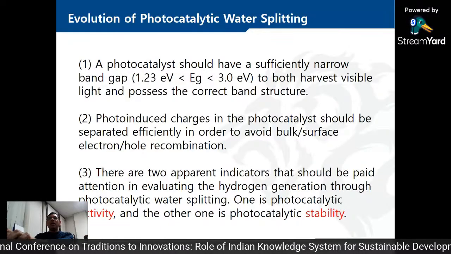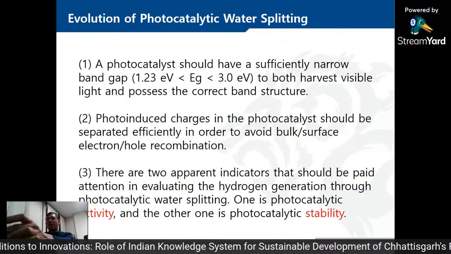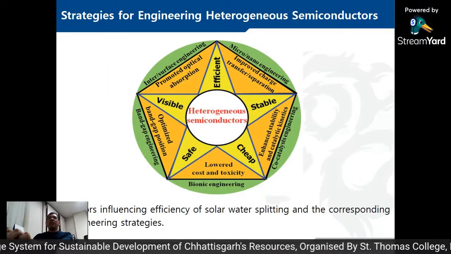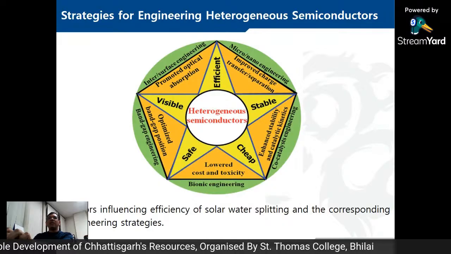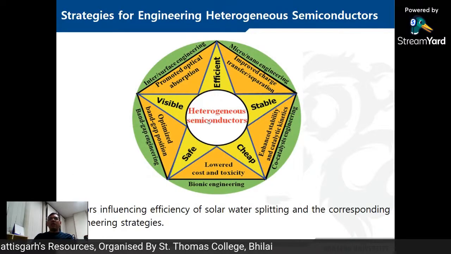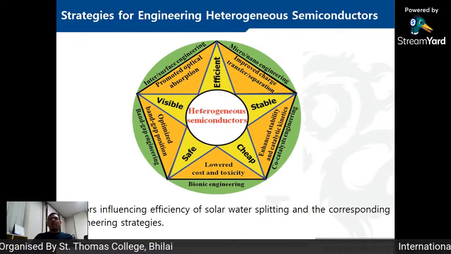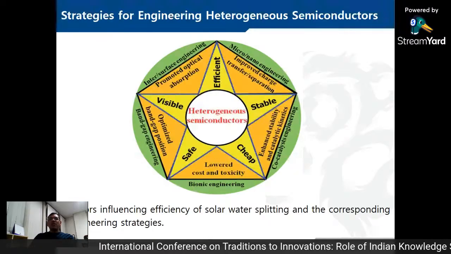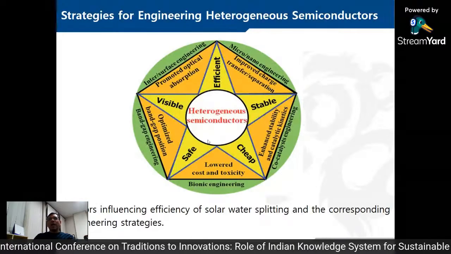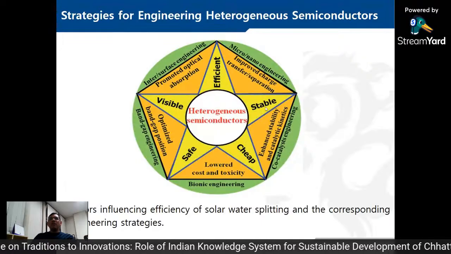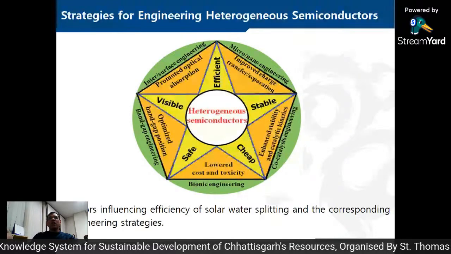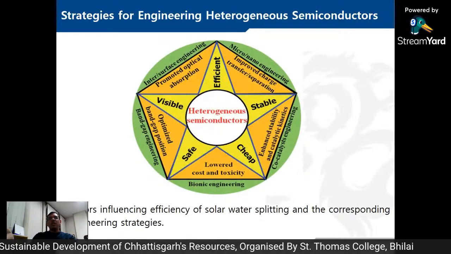Stability of the material is also one of the criteria which has to be checked. And for the strategy for energy engineering, heterogeneous catalysis, the catalyst should be a heterogeneous semiconductor. It should be enhanced visible light induced so that water can be split using visible light, and it should be safe and cheap so that it can be easily prepared, and the stability should be there, and efficiency should be high, in a sense that if we use water, it should generate more hydrogen and oxygen in the reaction.